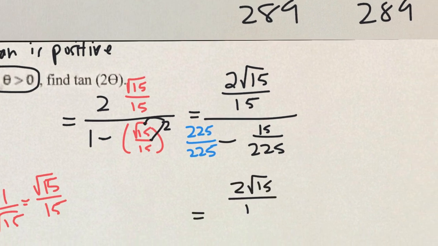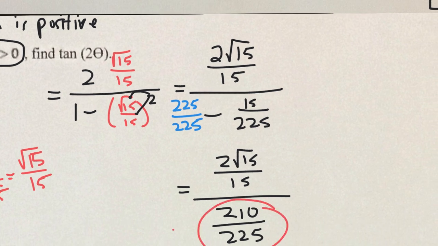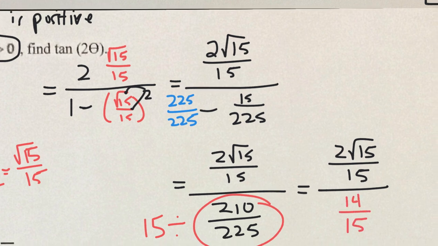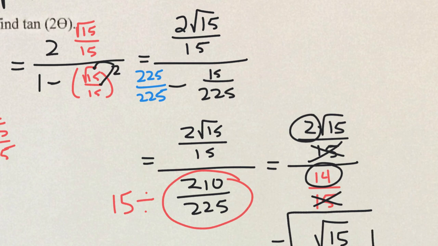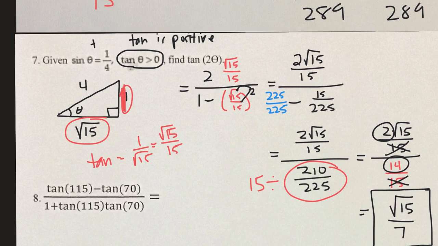So 2 root 15 over 15 divided by 210 over 225. Okay, I'm pretty sure this is reducible. So what happens when we divide it by 5? In fact, they're divisible by 15. So when I divide them by 15, I get 2 roots of 15 over 15 divided by, this becomes 14 over 15. Oh, that works out nicely, because my denominators of 15 cancel. I can reduce my 2 over 14 and get root 15 over 7. Well, that's a very nice answer. There you go. So there's our tangent double angle formula working right there.